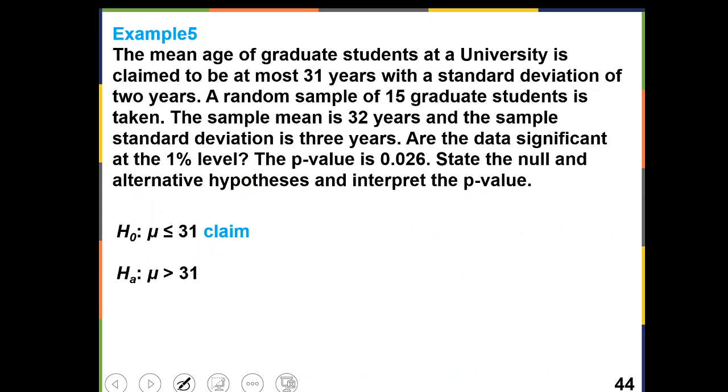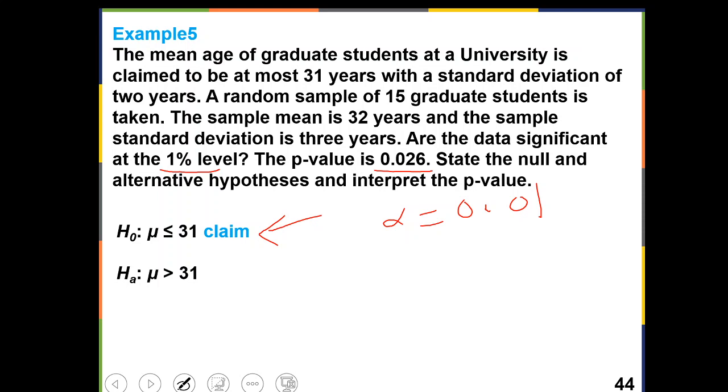All right, again, here is another example. It says the p-value is 0.026. State the null and alternative hypothesis and interpret the p-value. Again, this is the claim, so do we reject or do we fail to reject? Well, let's see. It says the p-value is 0.026 and alpha is 1%, so alpha is 0.01, but the p-value is 0.026, so that's bigger. So we fail to reject.